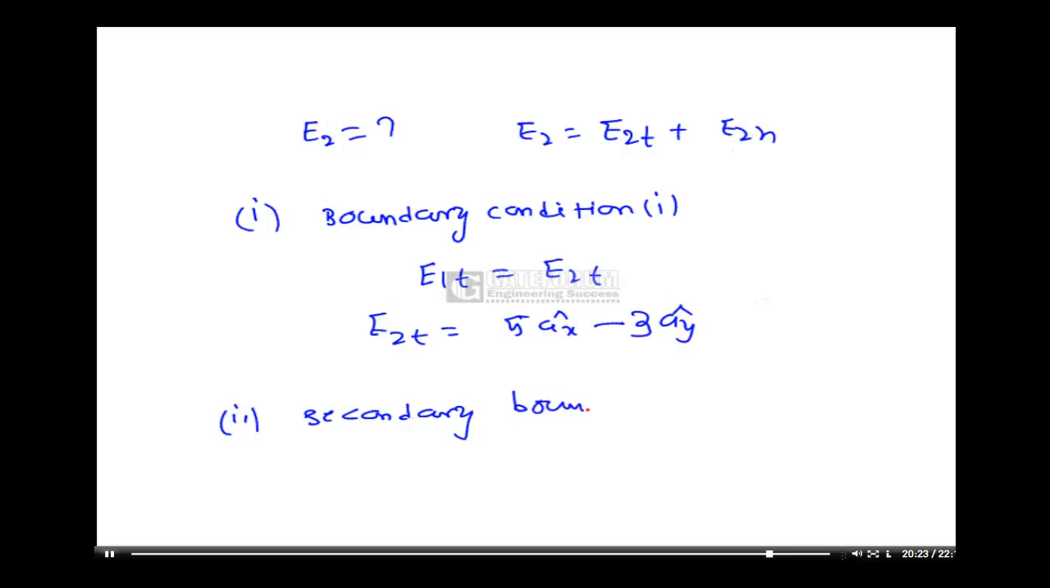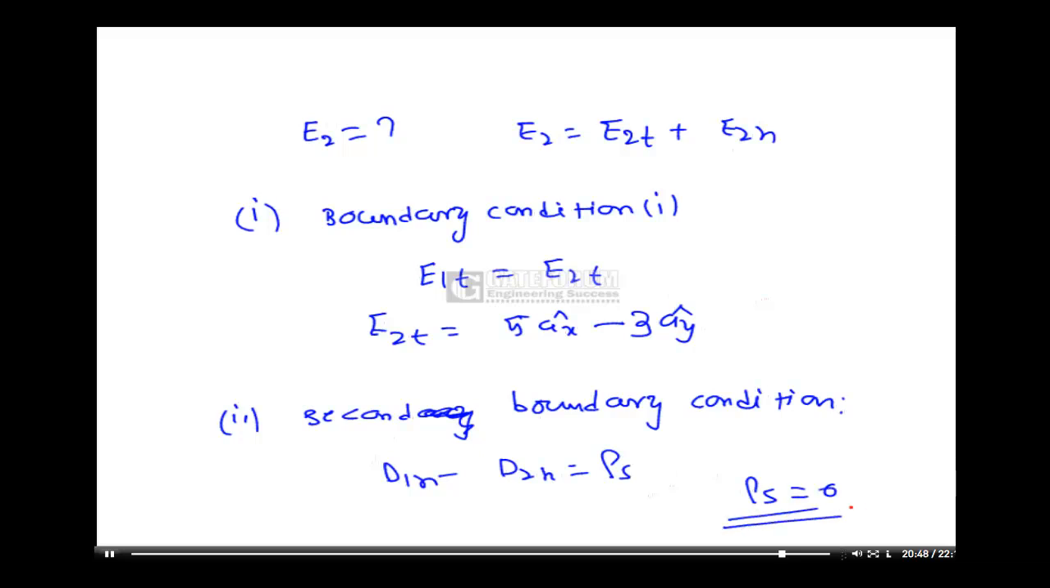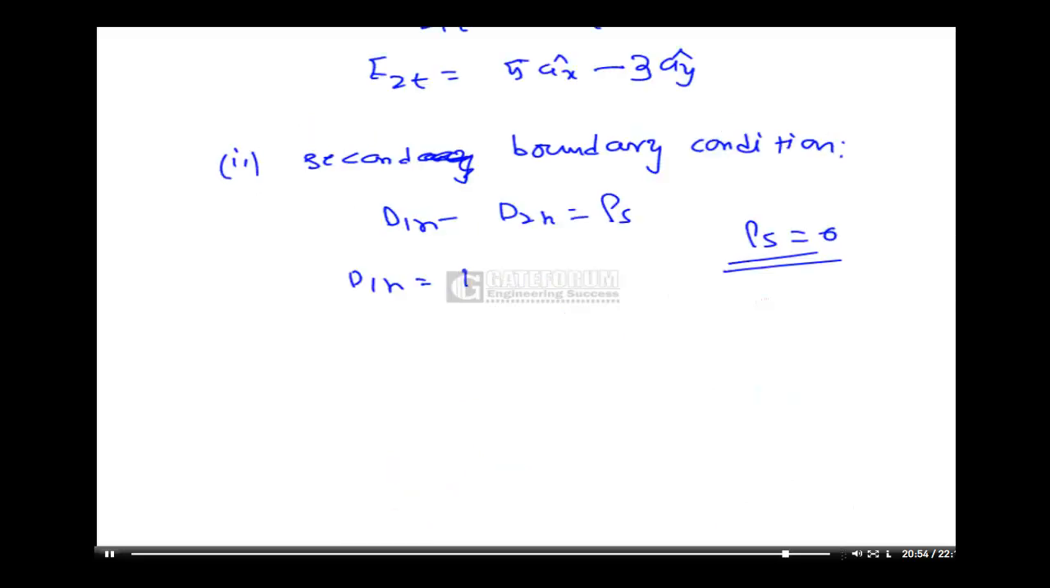Second boundary condition. So what is the second boundary condition? D1n minus D2n is equal to rho s. Here they didn't mention anything about rho s, which is the charge density on the plane. They didn't mention anything in the problem, so rho s you have to consider as 0. So rho s is 0, that is D1n is equal to D2n.